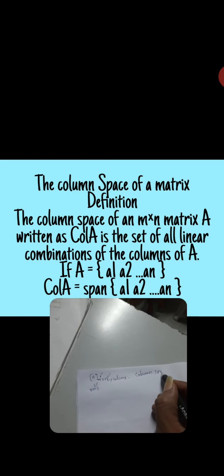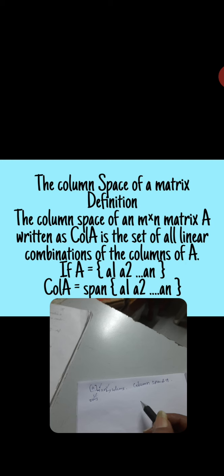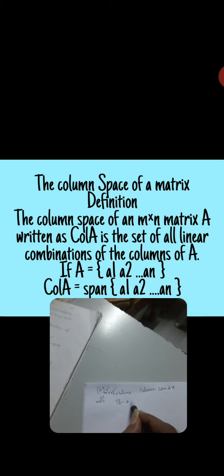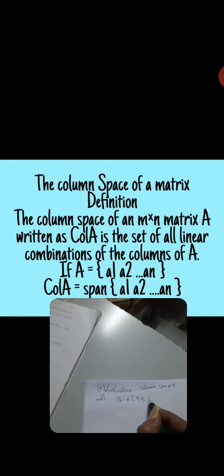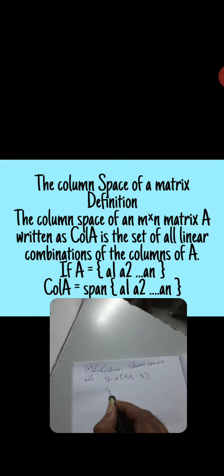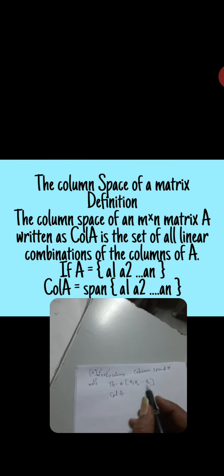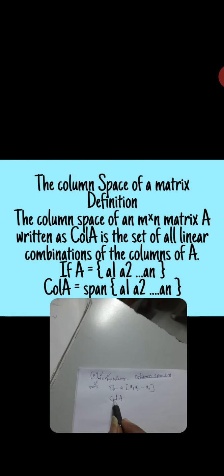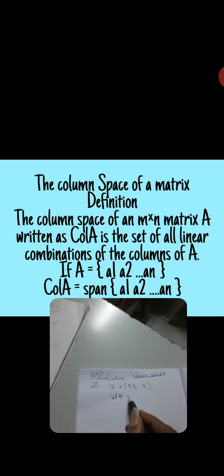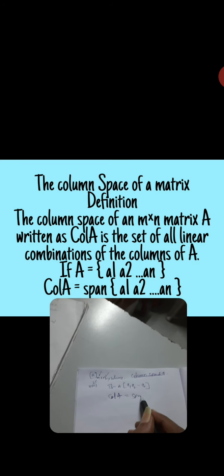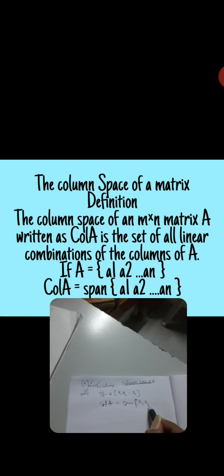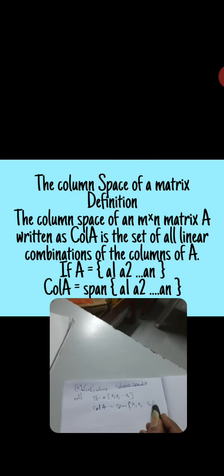Column space of A. If you see the elements, A is equal to column elements A1, A2, ..., AN. Column space of A is written shortly as Col A. Col A is the span of A1, A2, ..., AN. This is the span.